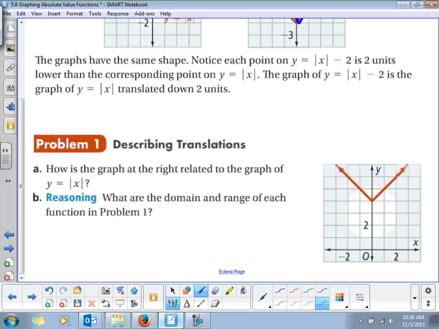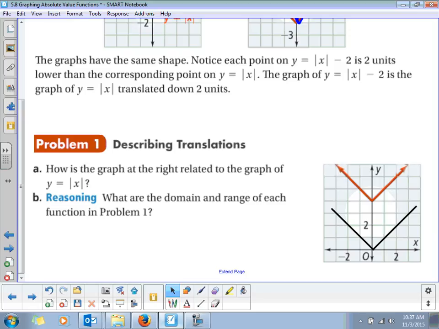So if you look at this graph to the right, we want to say, how has that changed from the parent function? I'll wait for you to write it down. How has that changed from the parent function? Okay. So if we look at this, it says, how is the graph at the right related to the graph of y is equal to the absolute value of x? The y is equal to absolute value of x would be right down here, like this. Okay, that would be your parent function, right? How does it change to go from this to up there?